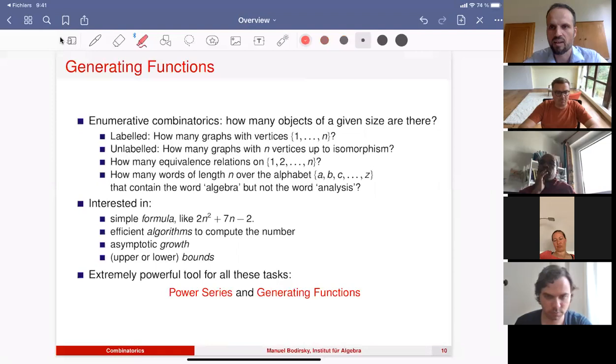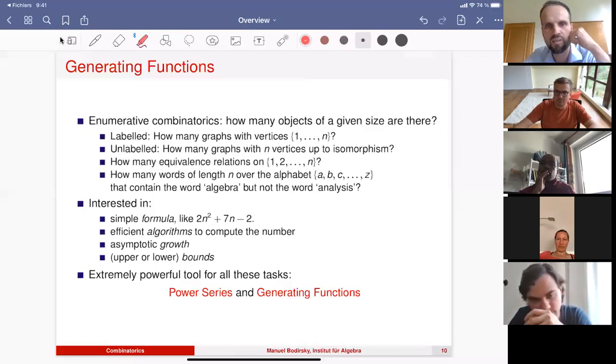How many objects of a certain size are there? For example, how many graphs are there with vertices 1 up to n? This is a so-called labeled enumeration problem. Labeled because the vertices are labeled with 1 up to n. And this gives you an integer valued function, defined on the natural numbers, that counts. Then there's always in enumerative combinatorics usually an unlabeled version where we are interested in the number of graphs with n vertices up to isomorphism. There's another counting function. And there are some interesting connections between the labeled and the unlabeled counting.